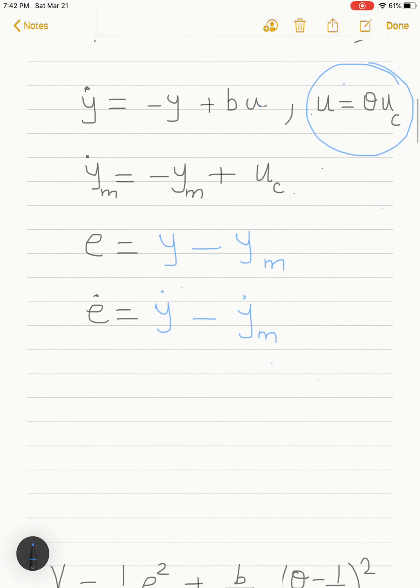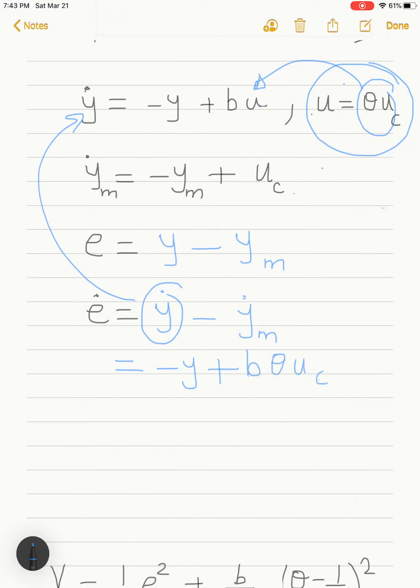I substitute for Y dot from the plant equation, and taking into consideration that U is theta times UC. So in that case, I can write Y dot as minus Y plus B theta times UC, minus, it will be plus, so Ym minus UC. So this is the equation of the error.